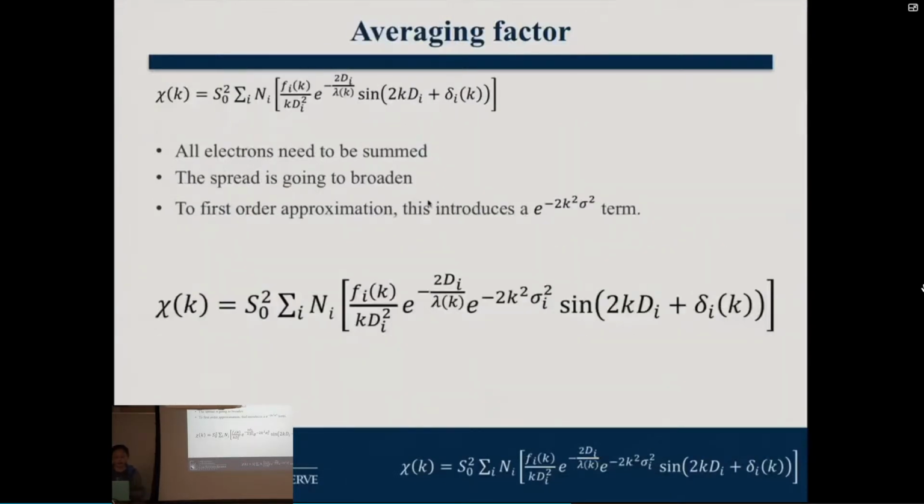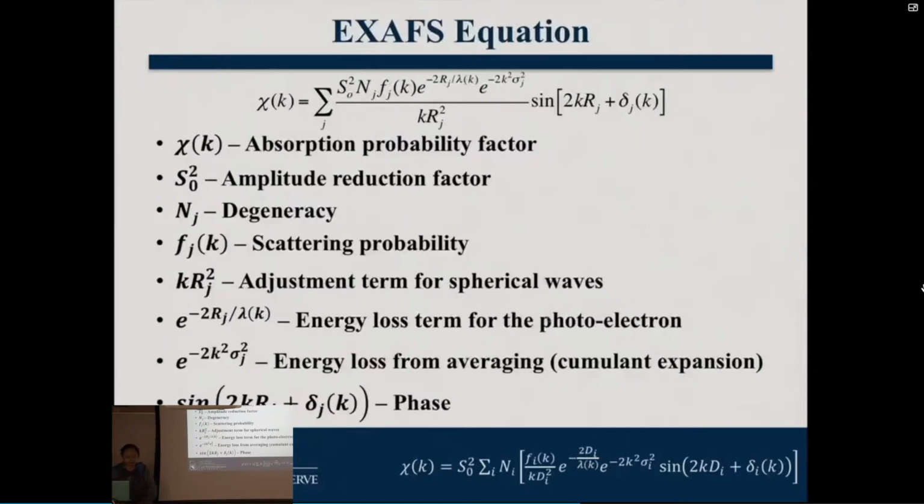And next slide. So this is our last factor. What is this factor? Oh, right. So this is an averaging factor, and it introduces a broadening term, since we're summing or averaging over all the atoms. I honestly don't really understand that much about this term, but it introduces a sigma squared here, which in Gaussian calculus kind of broadens the peaks for us in our final chi of k data. So there you have it, the entire equation.